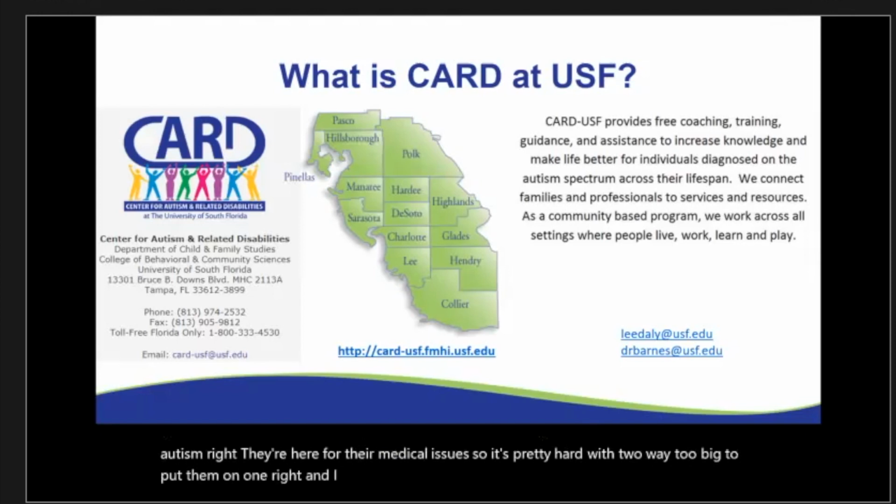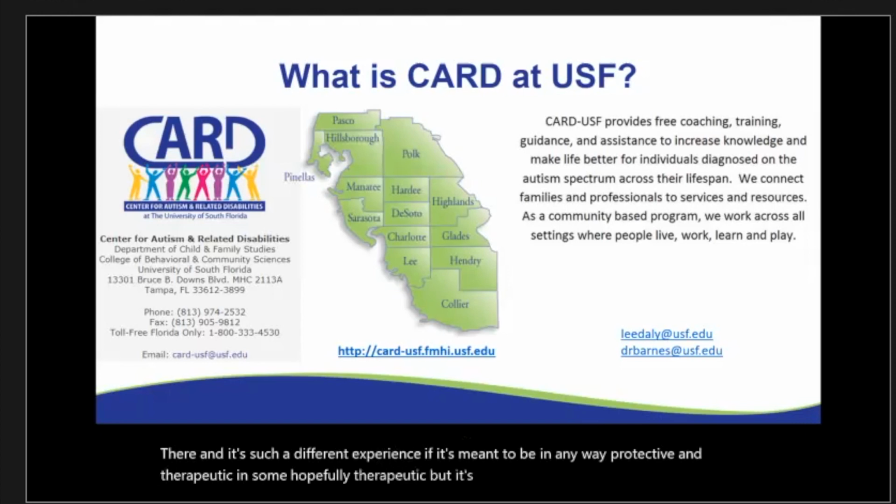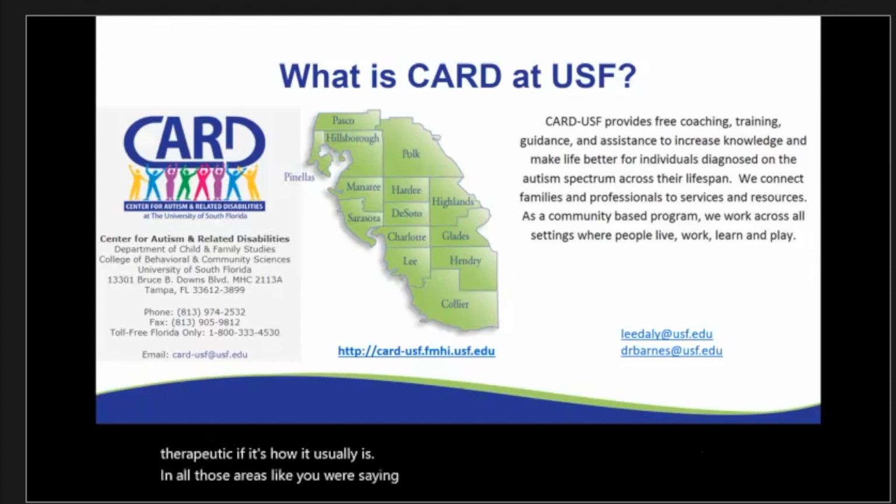Right, and I can understand why. I mean, that's just so unheard of. But when you think about the Baker Act receiving facilities, oh, we can make that. It's such a different experience, and if it's meant to be in any way protective and hopefully therapeutic, it's not going to be very therapeutic if it's not done well. We do get that crossover in all those areas, like you were saying, the mental health, but we get the medical issues.